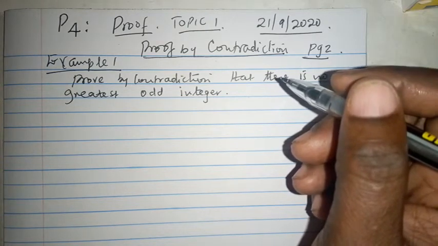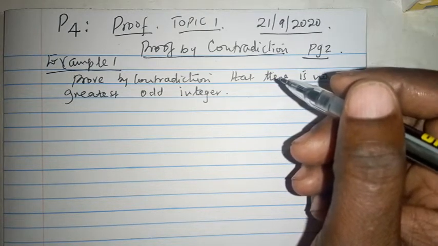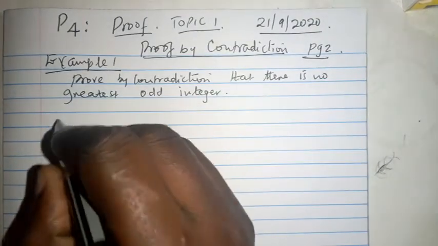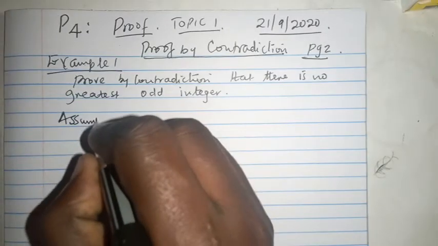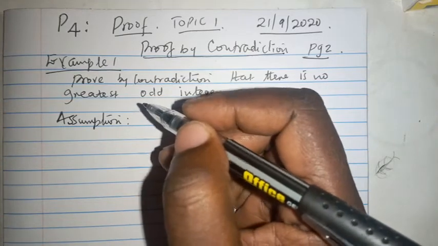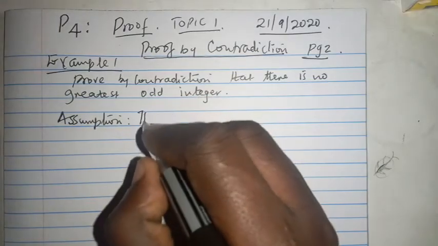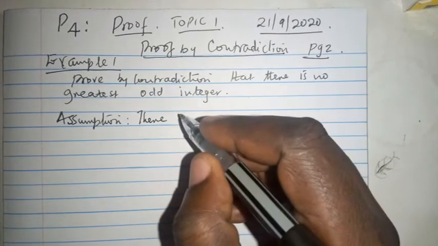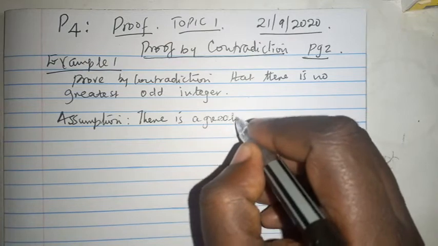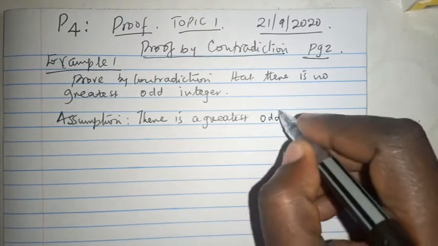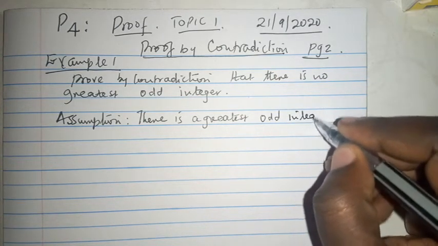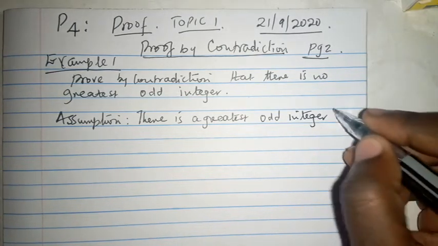Of course, we have been told that to prove a statement by contradiction, you start by assuming it is not true. So what is our assumption? Our assumption is there exists a greatest odd integer. Let's call it n.